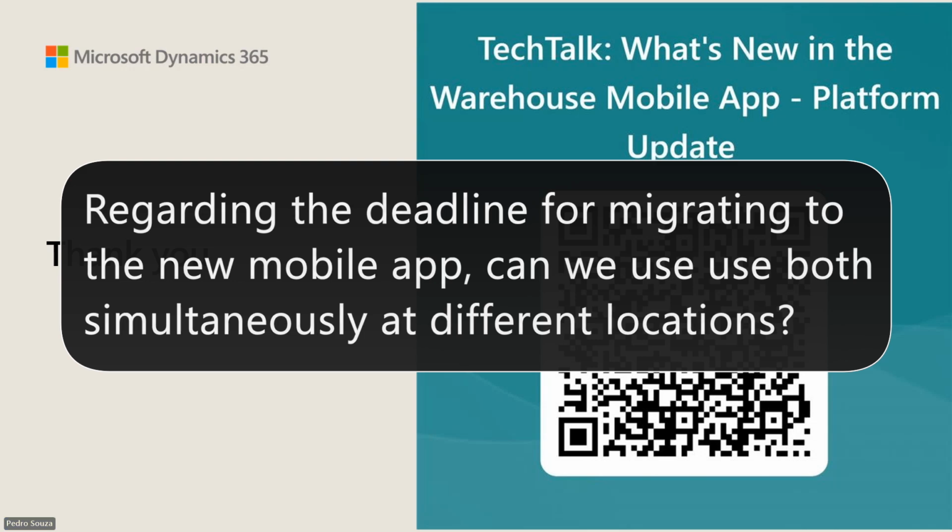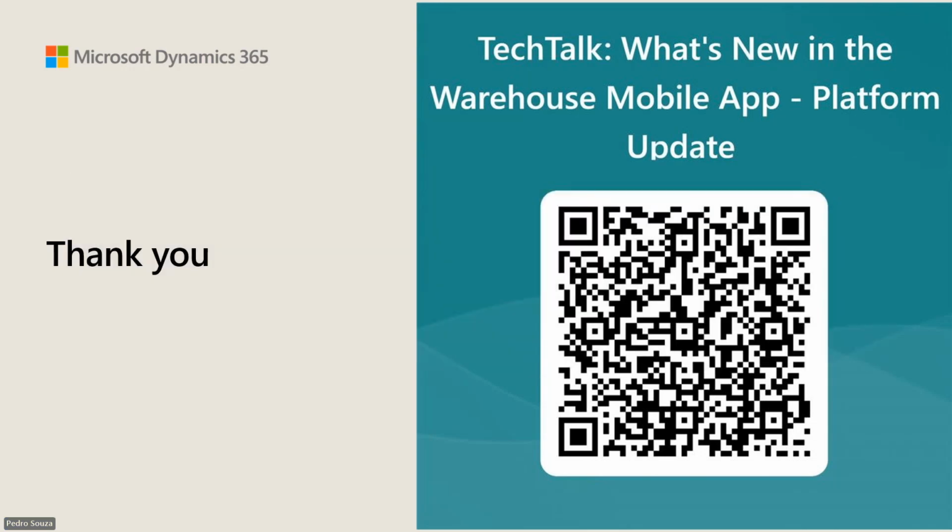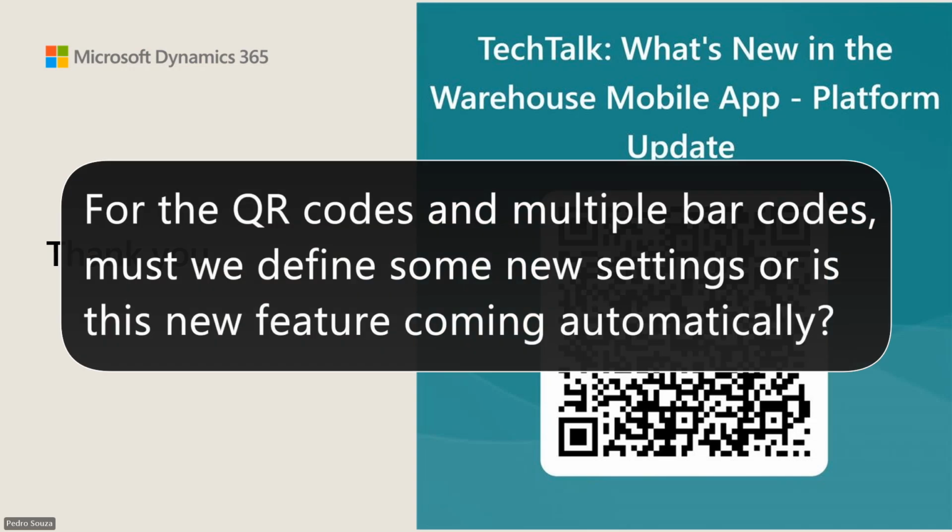Great. Thanks for clarifying. We have a couple of questions about the QR codes and the barcodes. One question is, for the QR codes and multiple barcodes, must we define some new settings, or is this feature coming automatically?